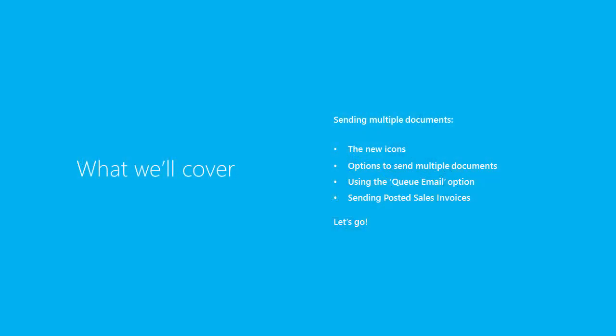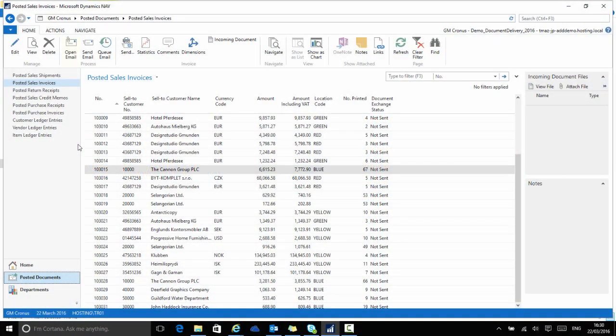Using the queue email option. In document delivery, we have already discussed Open Email that allows me to send an email immediately via Microsoft Outlook and interact with that email just prior to sending to edit or add to that email. We have also looked at Send Email, where the email will be sent through my Outlook client with the minimum of interaction. And I'm now going to look at Queue Email.